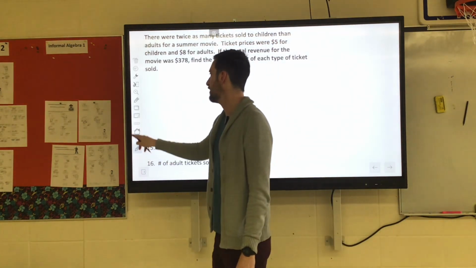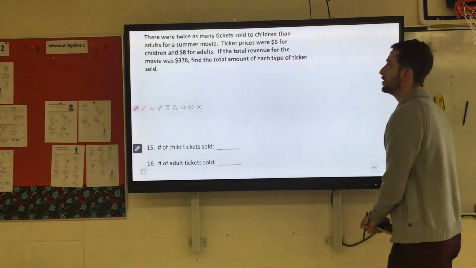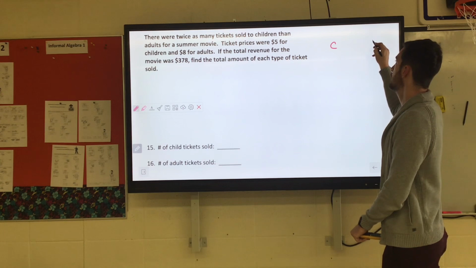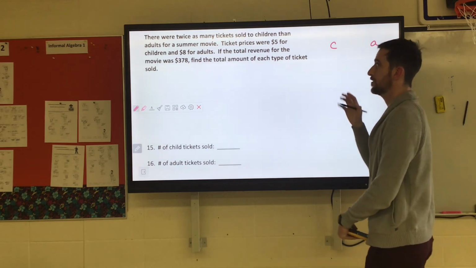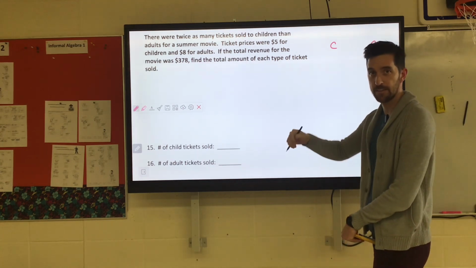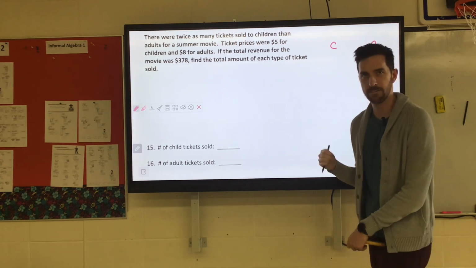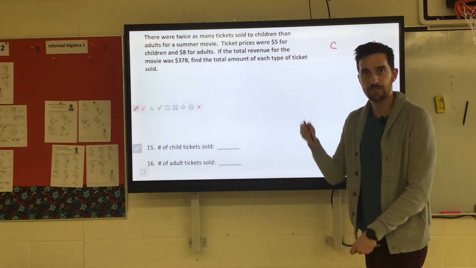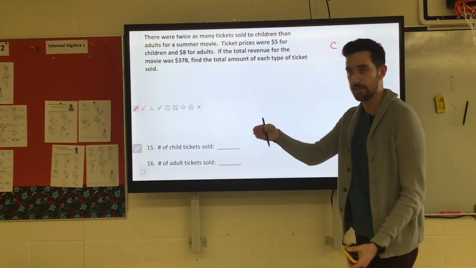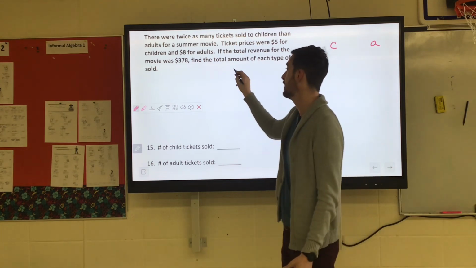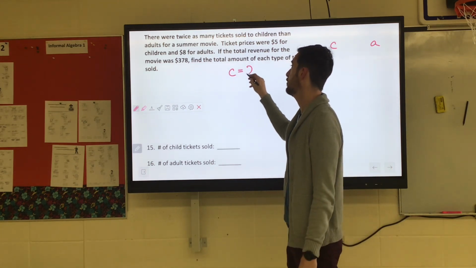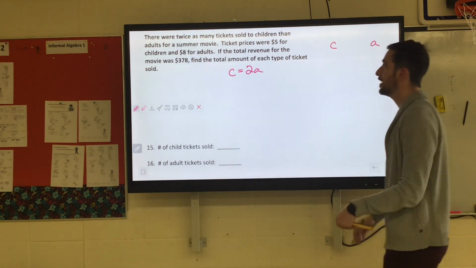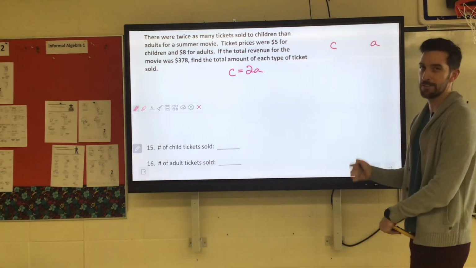There were twice as many tickets sold to children than adults for a summer movie. So we're dealing with children and adults. Now, it says there's twice as many kid tickets as adult tickets. If I said they sold 10 adult tickets, how many kid tickets did they sell? 20. Because you just took the adults and multiplied it by 2. That's one of our equations. The number of child tickets is 2 times the number of adult tickets. One equation down.